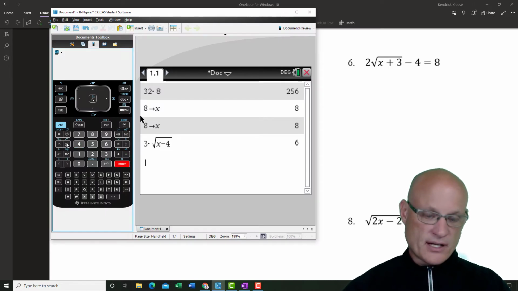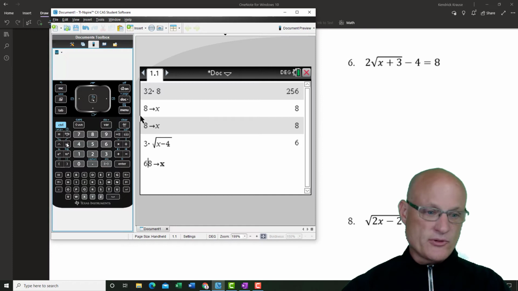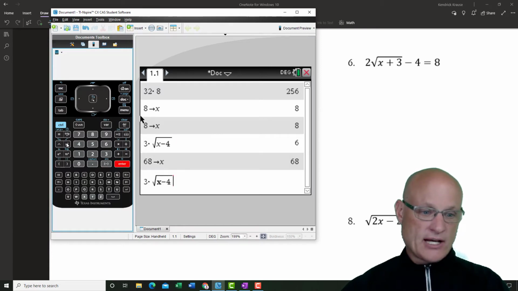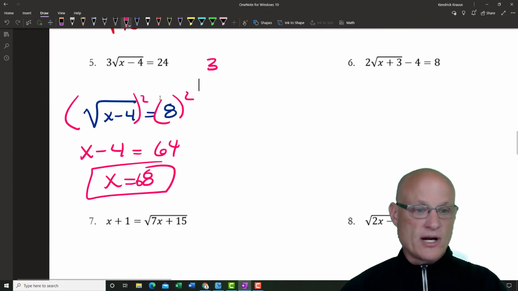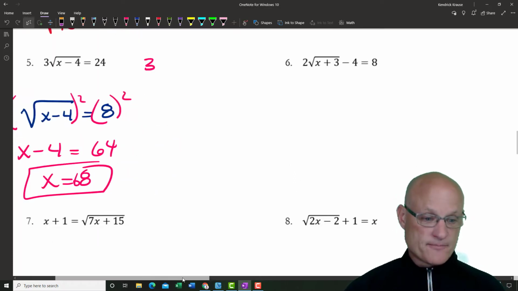Oops, that's not going to work. I think our answer was 68, wasn't it? Our answer is 68. So we're going to put 68 stored into x. And then we're going to type in our left side, which is 3 square roots of x minus 4, and we got 24, and we want it to be 24. Of course, you got to store the right answer in for that to work.